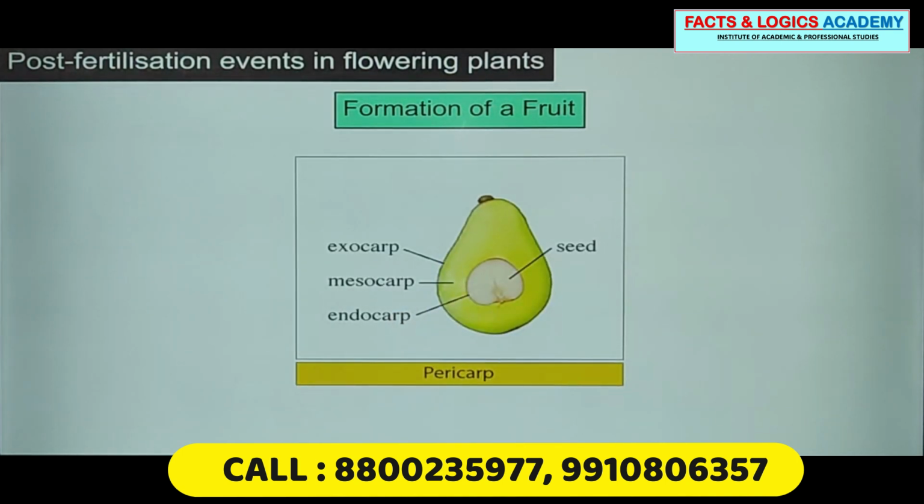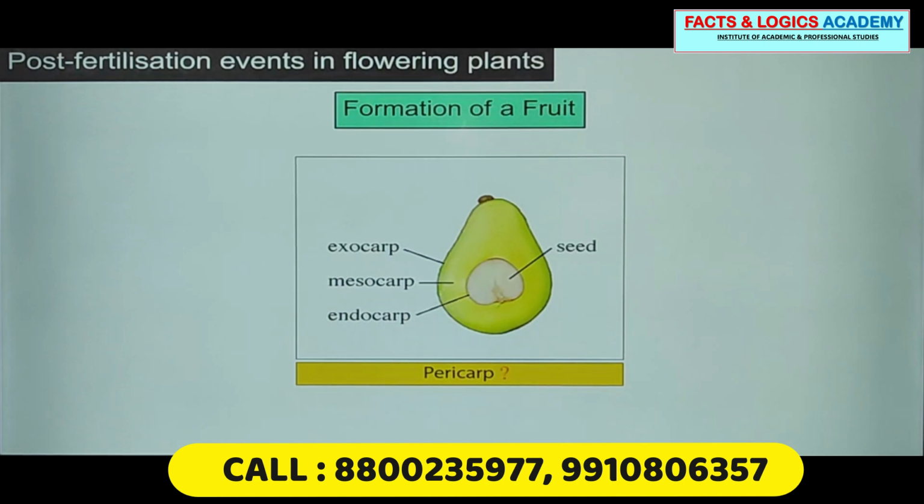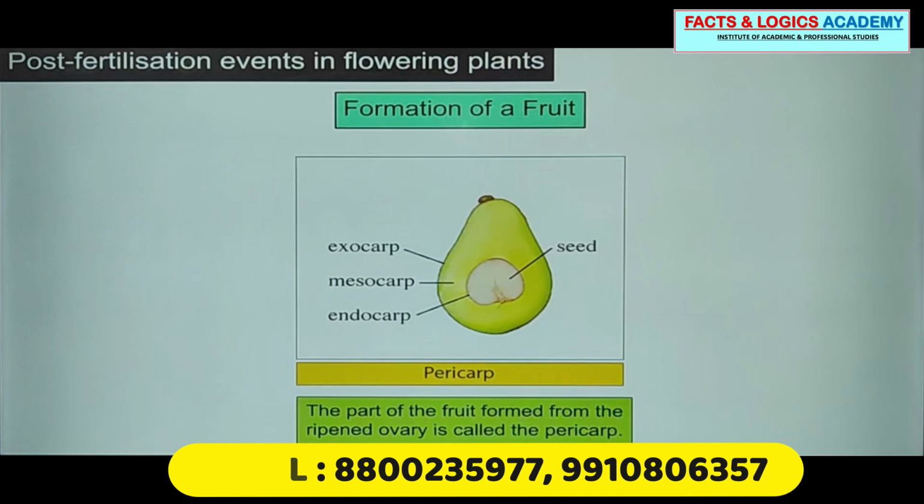These fruits are not just walls for the seeds, but interestingly, they have walls too. And this is known as the pericarp. So, what exactly is this pericarp? Well, the part of the fruit formed from the ripened ovary is called the pericarp.